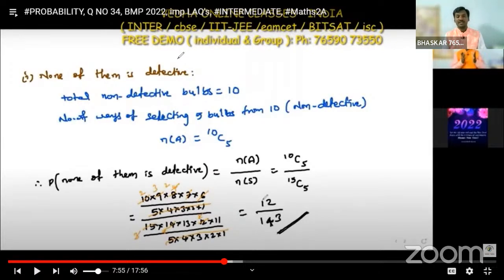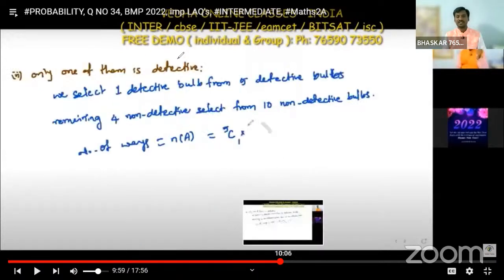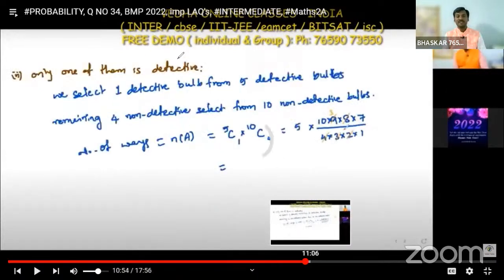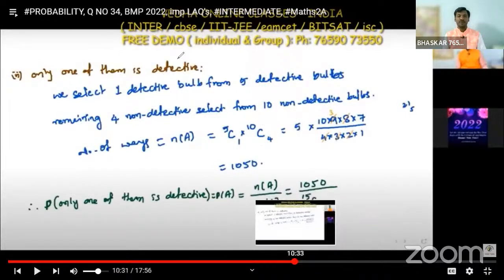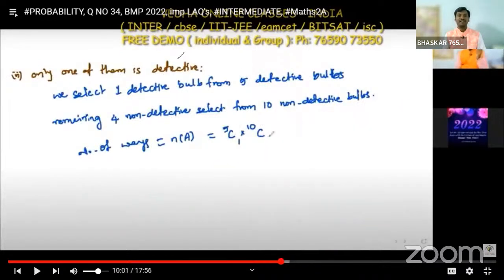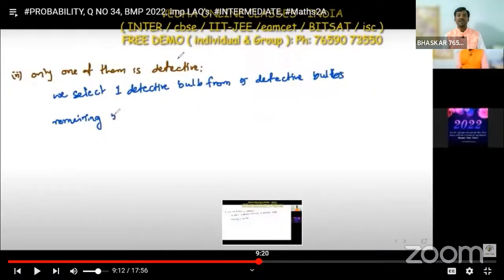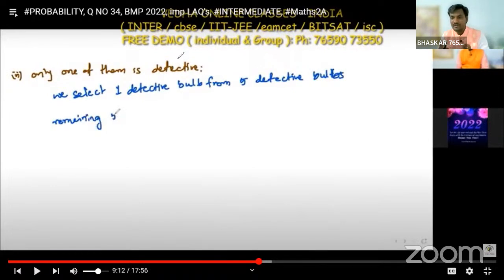Okay, after that the second question. What is the second question here? Only one of them is defective. That means we want one defective bulb and the other four non-defective bulbs.